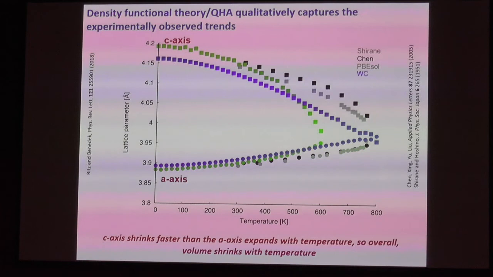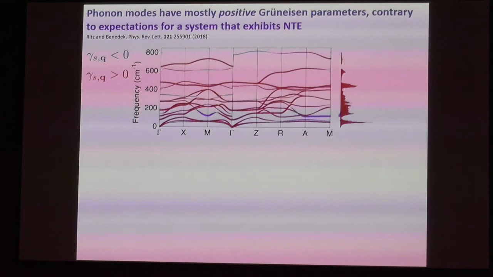Okay. So then we started digging into the details once we had gone through this rigmarole of the quasi-harmonic approximation, starting with looking at the vibrational properties as represented by the Grüneisen parameters. So this is a phonon dispersion curve of lead titanate, and the modes have been colored according to their Grüneisen parameters. So blue is negative, red is positive, and this is the generalized Grüneisen parameter, so it's with respect to strain. And this is for strains along the A-axis.